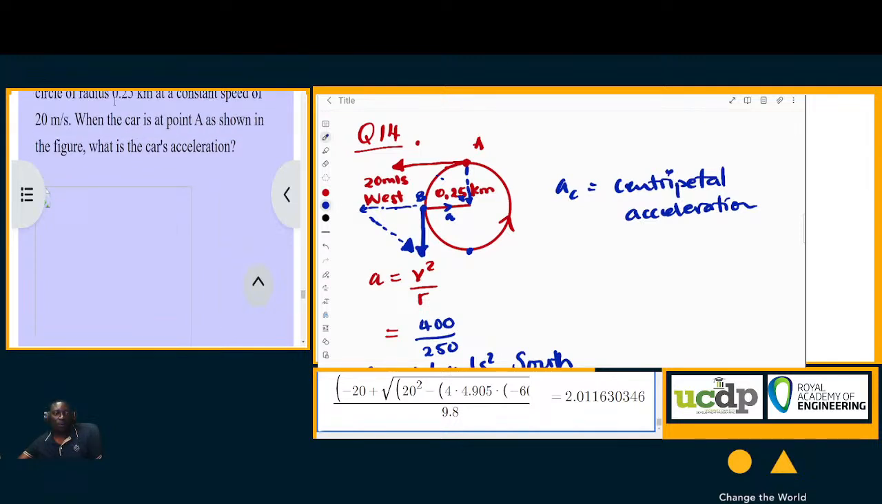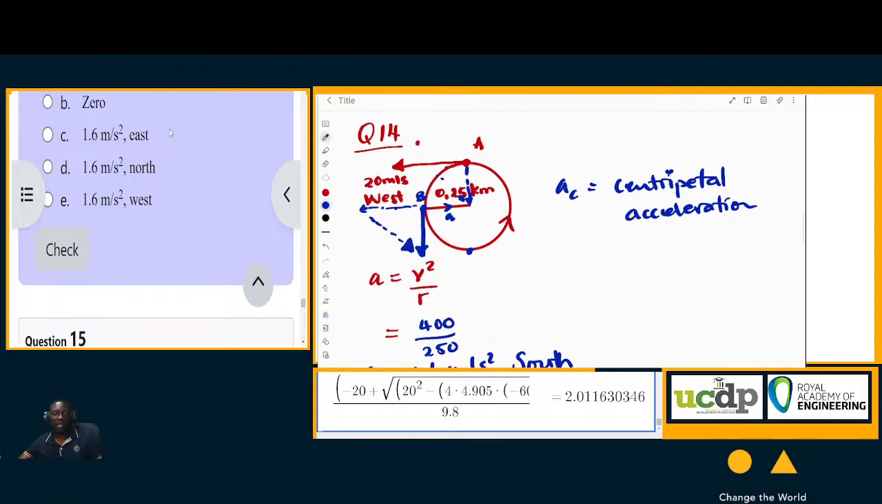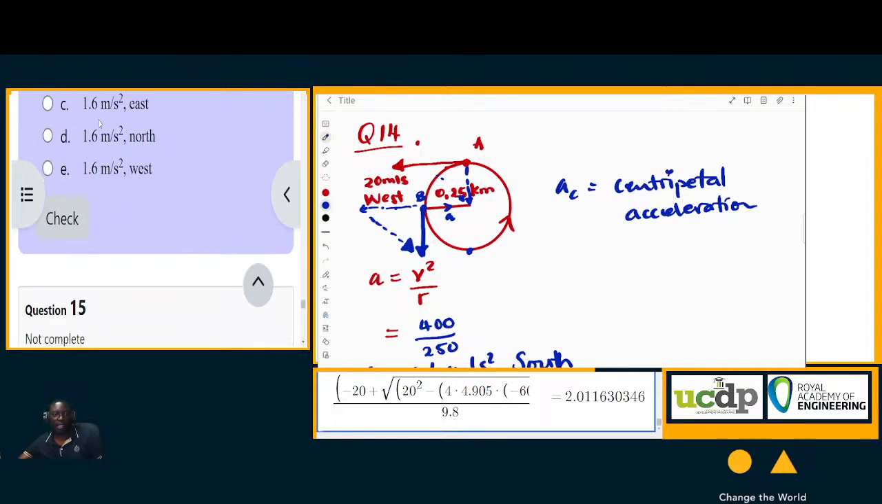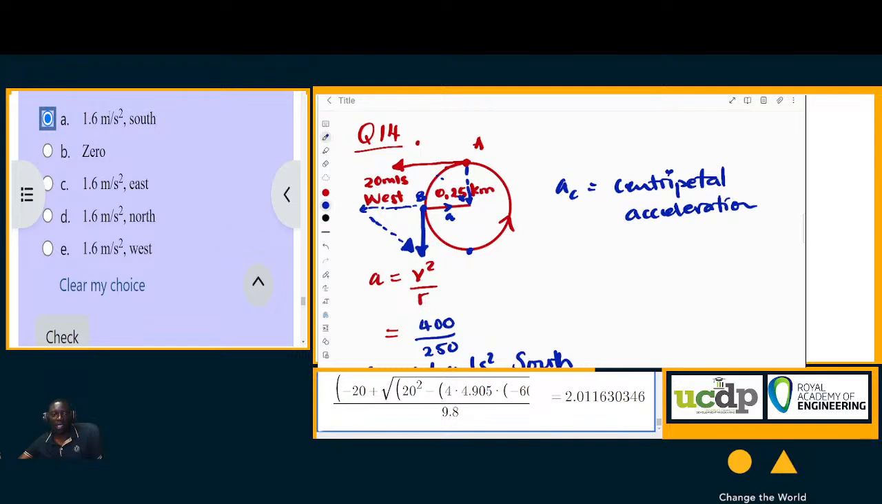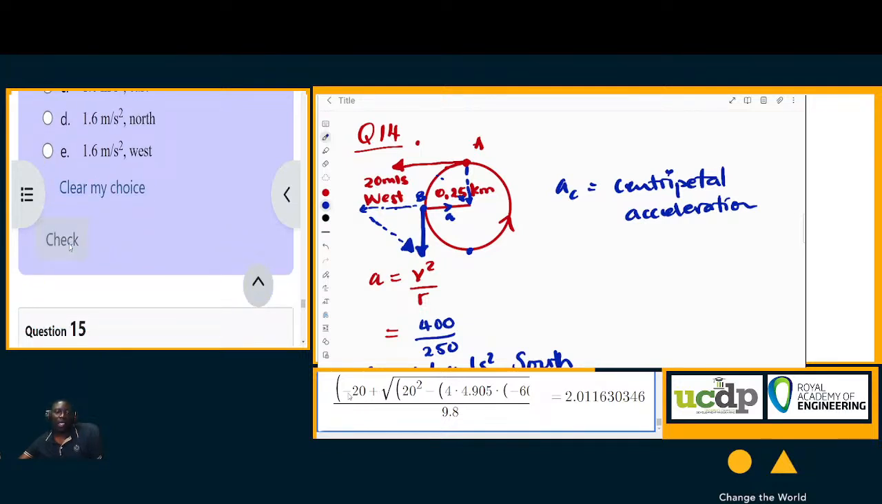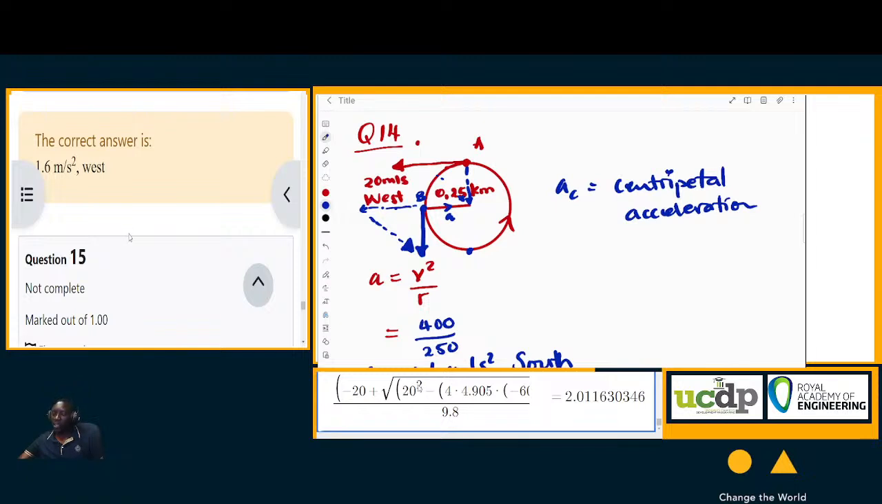Since we don't know where point A is, I'll assume it's where I chose. Otherwise, the answer should tell us. Since I chose that one, it should be south. But it says west, which means the point should be here. This is point A, where the acceleration is in that direction, towards the center.